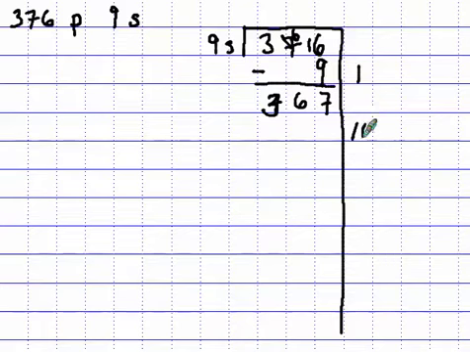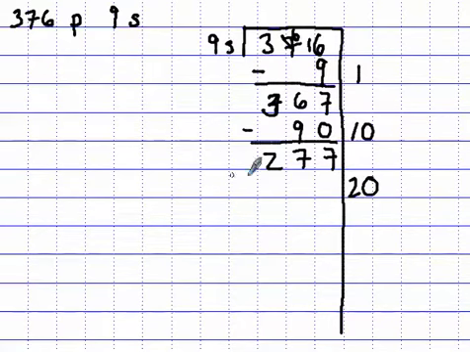Let's say that I give each student 10 pencils. That's going to be 90 pencils that I give out of my collection. And that's going to leave me a total of 277 pencils. Not bad. I'm going a little bit faster. Let's see if I can go faster than that. How about if I give 20 pencils to each student? That's going to be 180 pencils that I give out.